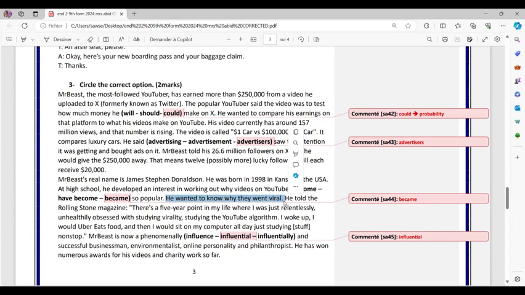Now, Mr. Beast is now a phenomenally influential and successful businessman, environmentalist, online personality, and philanthropist. He has won numerous awards for his videos and charity work so far. Right. Influential here, because I have the adverb phenomenally, influential means hugely influential, and successful. Also, I have the adjective successful, so influential and successful.